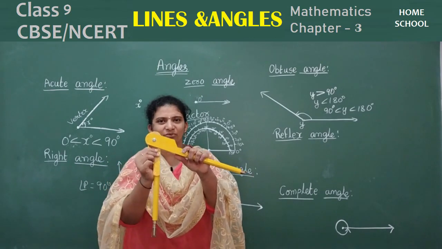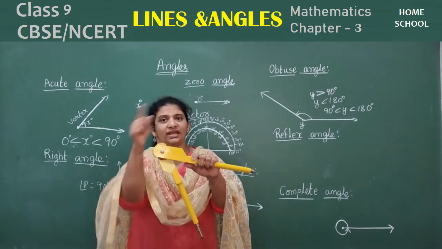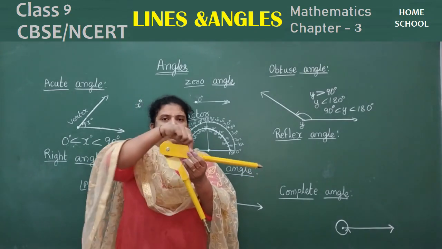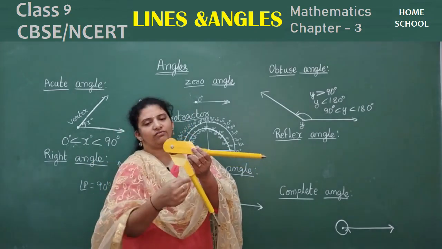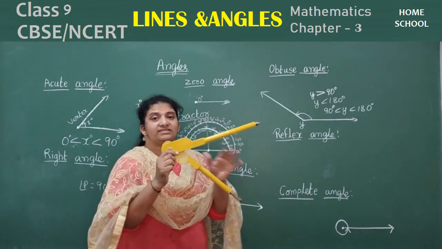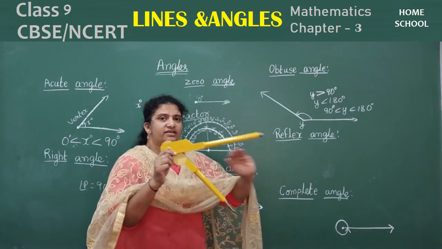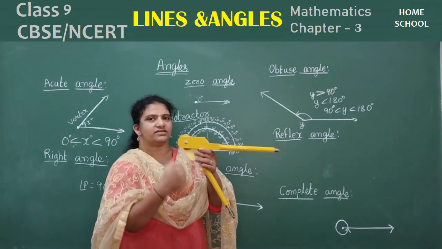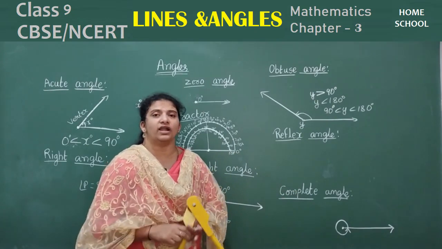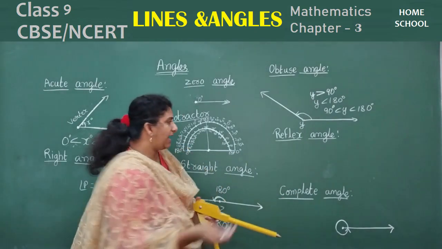Now, what am I doing? I'm rotating, right? So, where did this arm start? From here, it is revolving like this. It is creating an angle. On one side it is acute, but don't consider this angle. You need to consider this angle. What type of angle is it? It is called a reflex angle.